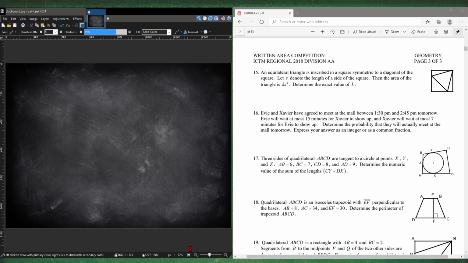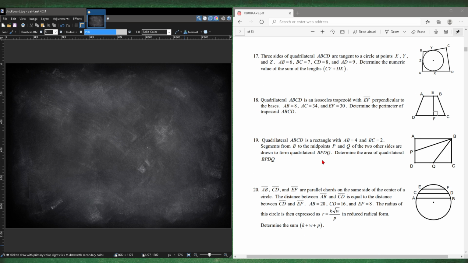Okay, and now question 20. So A, B, C, D, and E, F are parallel chords on the same side of the center of the circle. The distance between A, B and C, D is equal to the distance between C, D and E, F. So the distance between the chords are equal. AB is length 20, CD is length 16, and EF is 8. And then we need to find the radius of the circle, and then basically add the coefficients of that.